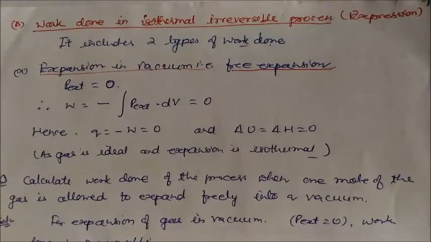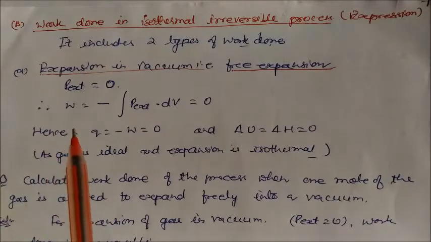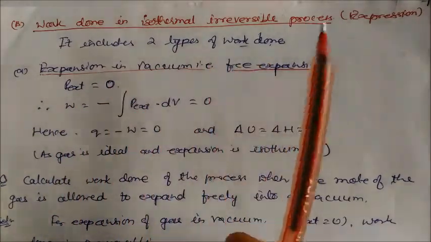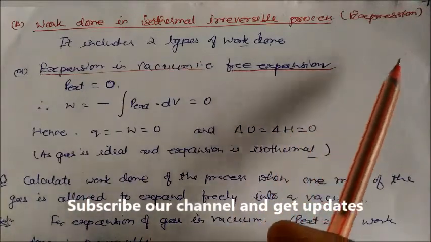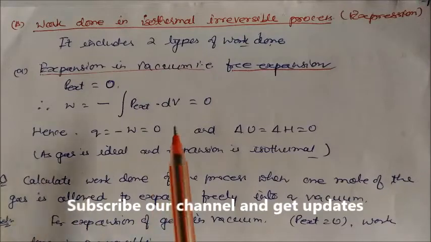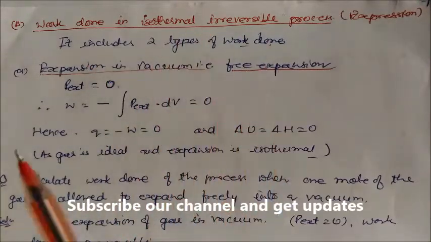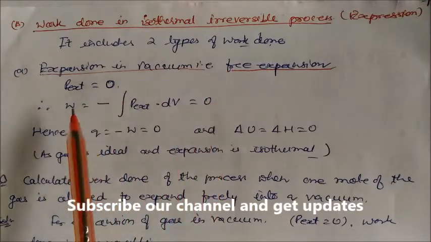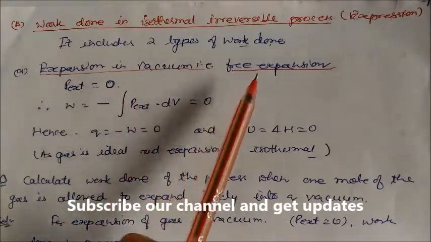Hello friends. So today we'll see the expression of work done in an isothermal irreversible process. We have to find this expression and simultaneously we'll solve some numericals. Under this isothermal irreversible process there are two types of work done. One is work done during the expansion in vacuum, that is the free expansion.